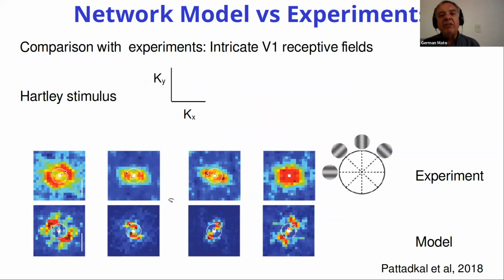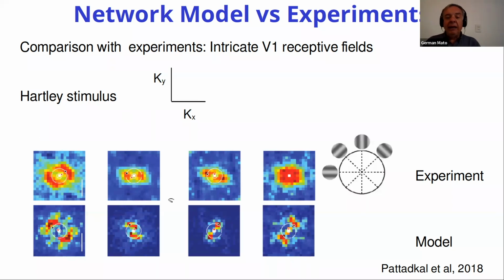Another comparison we did is to map the spatial structure of the receptive field. This was done by using what is called the Hartley stimulus. The Hartley stimulus essentially is some sort of Fourier representation of the stimulus space, in which each stimulus has a given value of wave number, kx, ky. So we apply this stimulus and we measure the response to this stimulus. Anti-transforming Fourier, one could obtain the model, the receptive field in real space.